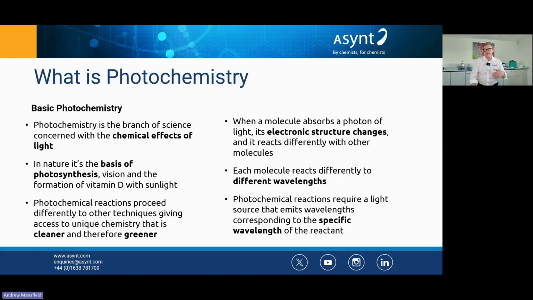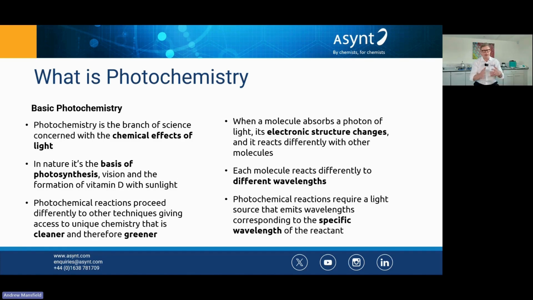Photochemical reactions proceed differently from those other techniques, which gives us access to some unique chemistry. And as we're using photons as a reagent, it's cleaner and therefore a greener method as well. And we'll cover some of that as we progress.